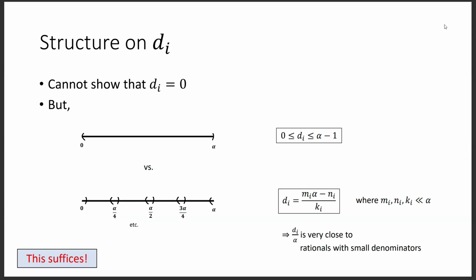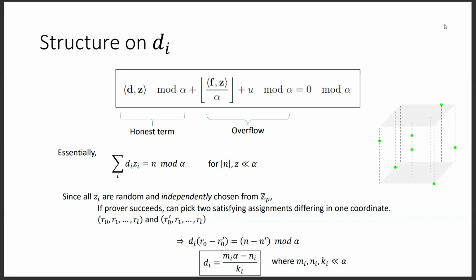It turns out that this actually suffices for us to extract a vector that is consistent with the inner product that the prover claims. And in more detail, how do we get this? This is the centered term that we get in the soundness proof, which ideally would be just the first term, the inner product of D and Z. But we also get this additional overflow term that we do not like. But this overflow term is still bounded somehow. So you can think of the equation in this format, which is summation di zi is equal to some small n modulo alpha. And what this means conceptually is a restriction on di, because you're saying that a random linear combination of di's with small coefficients is also small. So this implies that there is some restriction on di that you can get.